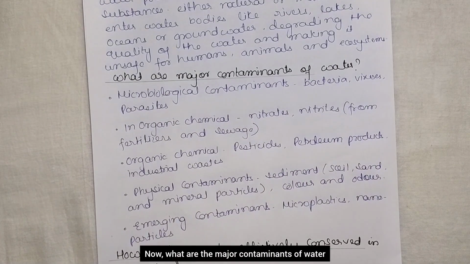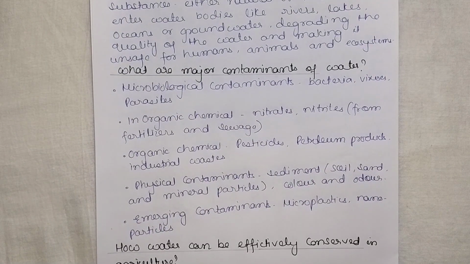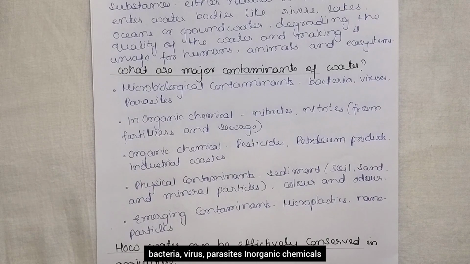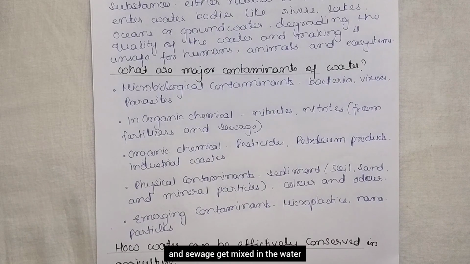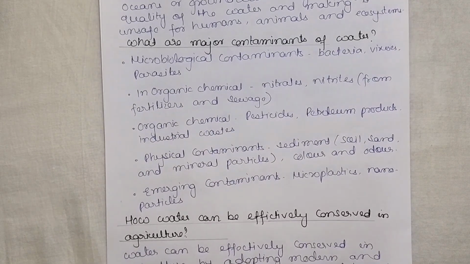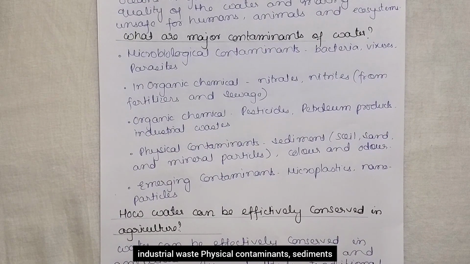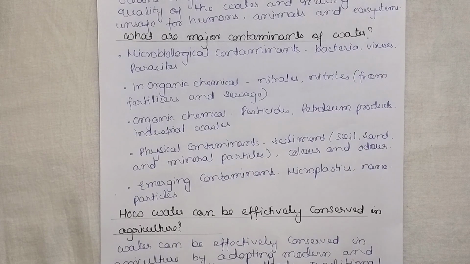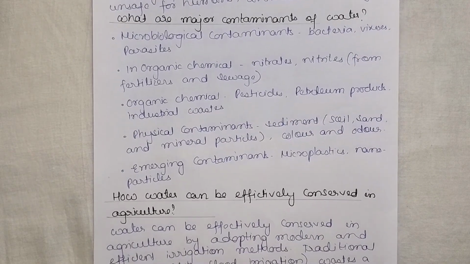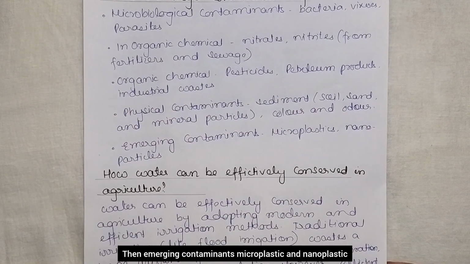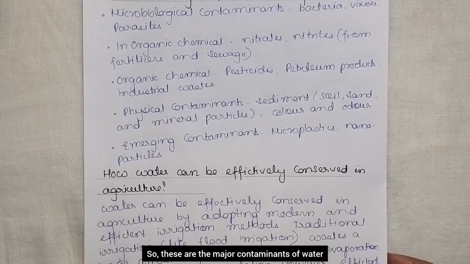Now what are the major contaminants of water? Microbiological contaminants, that is bacteria, viruses, parasites. Inorganic chemicals are also major contaminants of water. Nitrates and nitrites from fertilizers and sewage get mixed in the water. Organic chemicals, that is pesticides, petroleum products, industrial waste. Physical contaminants: sediments, color and odor also, right? Then emerging contaminants: microplastics and nanoplastics. So these are the major contaminants of water.